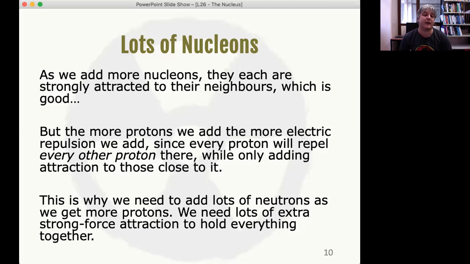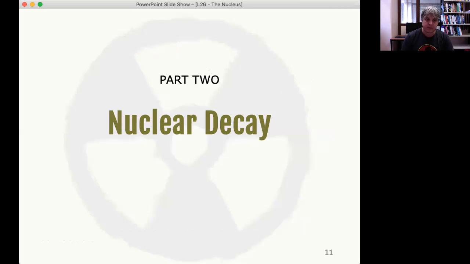So as we get bigger nuclei, you can imagine we're getting more repulsion with every proton we add, so we have to add more and more neutrons for every proton. So you cannot have a nucleus with lots of protons without having lots of neutrons. It just won't work, right? There's too much repulsion, it will break apart.